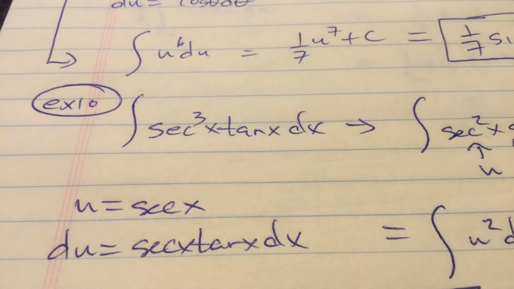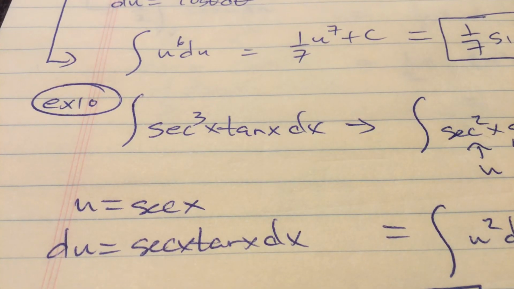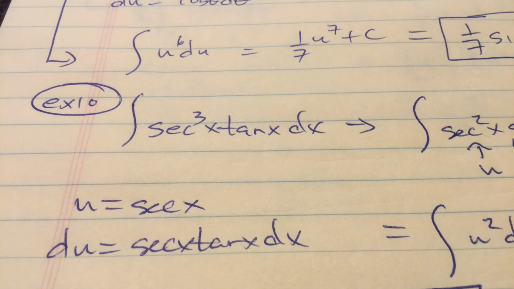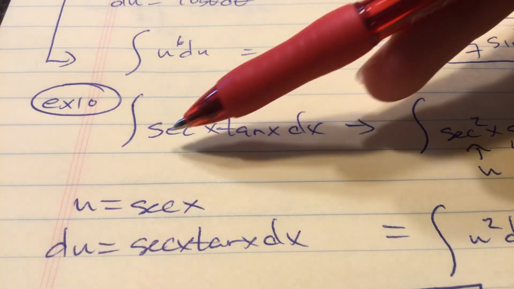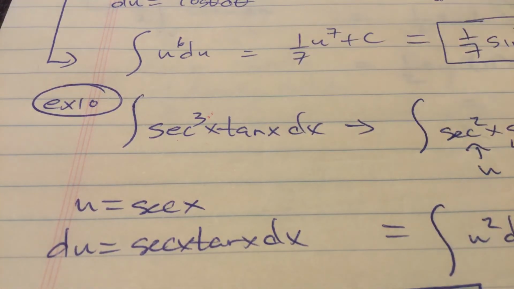Plug in sine theta for u. And the last one with day 3, I like this one. All right, so we just talked about one was secant and tan, but this is secant to the 3rd x. So secant x to the 3rd tan x.